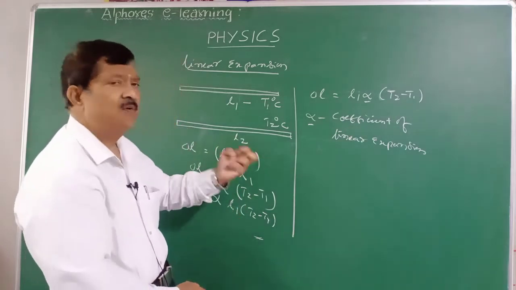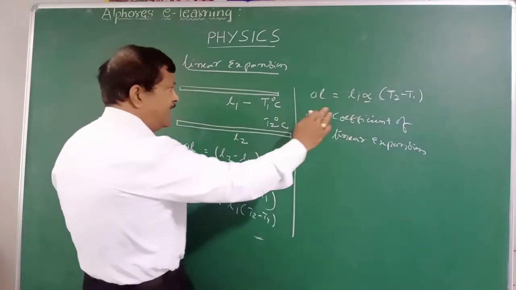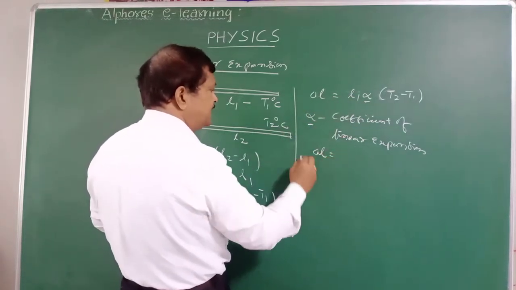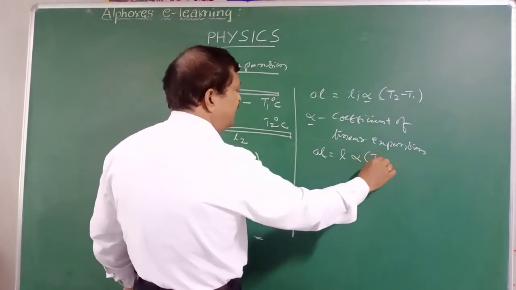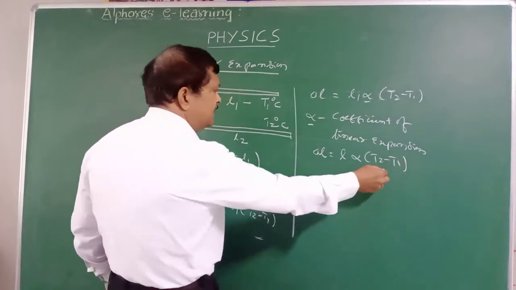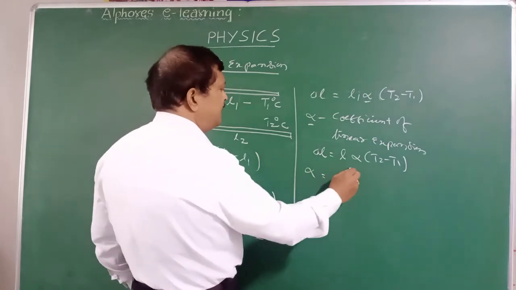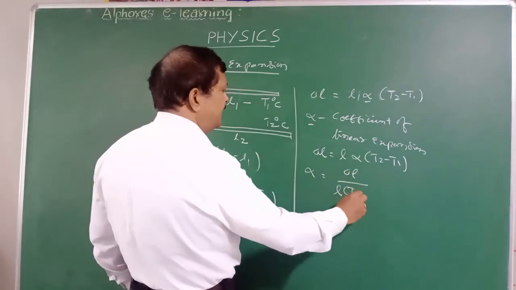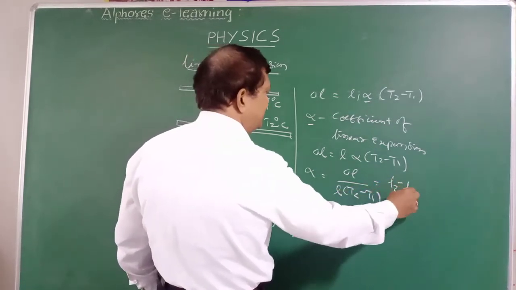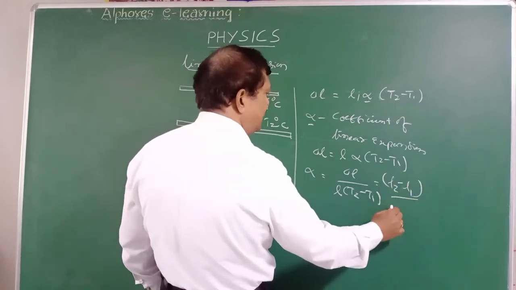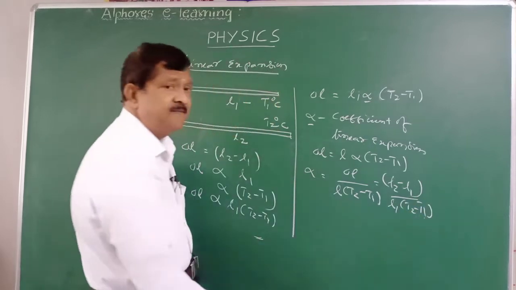Now, how to get the value of coefficient of linear expansion? From this equation, if you say initial length is L, the change in the length we can write delta L is L of alpha of T2 minus T1. This is the equation for delta L, from which we can write alpha equal to delta L divided by L of T2 minus T1. That means what is delta L here? Change in the length L2 minus L1 divided by initial length L1 of T2 minus T1. This is the value of alpha.